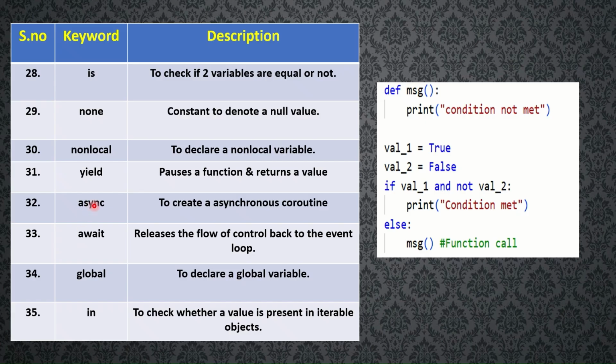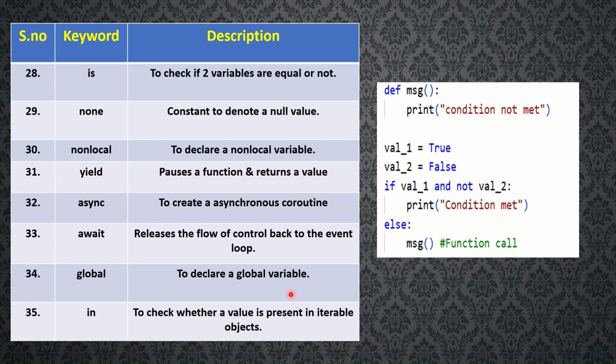And async and await can be used in asynchronous operations. To wait and to release the flow of control back to the loop, we can make use of this await. And to create asynchronous operations, we can make use of this async keyword. Global. If you want to declare some global variable instead of a local variable, then we can go with the global keyword. And lastly, the in keyword. We use it to check whether any value is present in iterable objects, like lists, tuples, dictionaries. If we want to check whether any value is present in those sets of items, then we can make use of this in keyword.